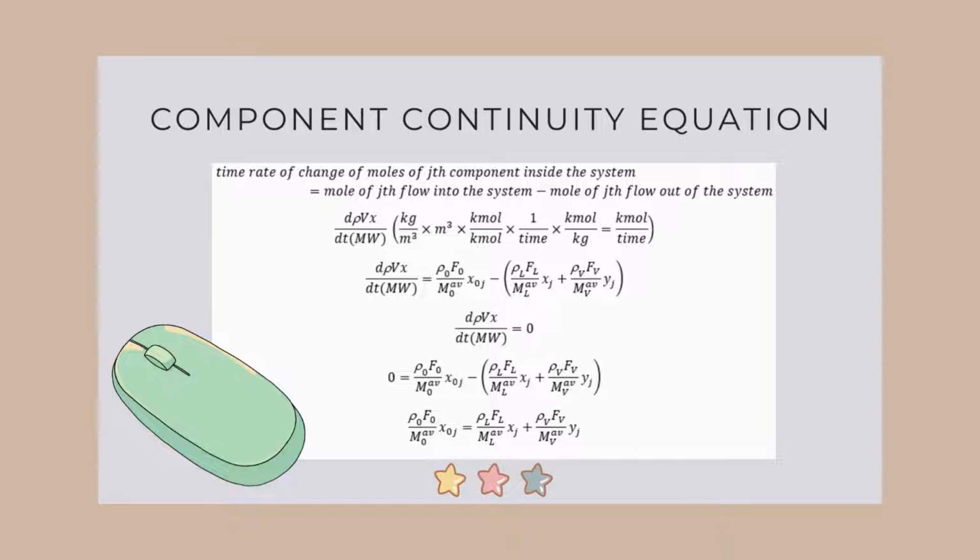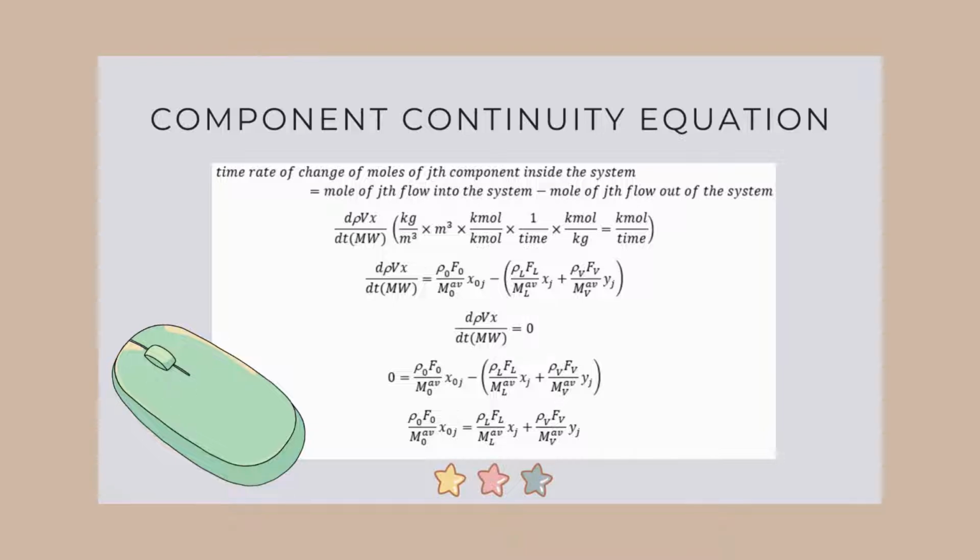The usual unit for this CCE is mole over time, where the unit of rho is kg per meter cubed, V is meter cubed, molecular weight is kilomole over kilogram, time is 1 over time, and x is kilomole over kilogram. The final unit will be kilomole per time, which is the same as what we want. So the equation of CCE is the same as TCE, where d(ρVx)/dt times the molecular weight is equal to ρ0 F0 times xj0 minus ρL FL times xj plus ρV FV times yj.